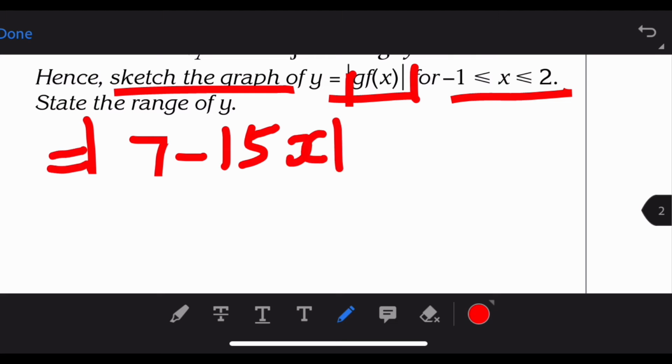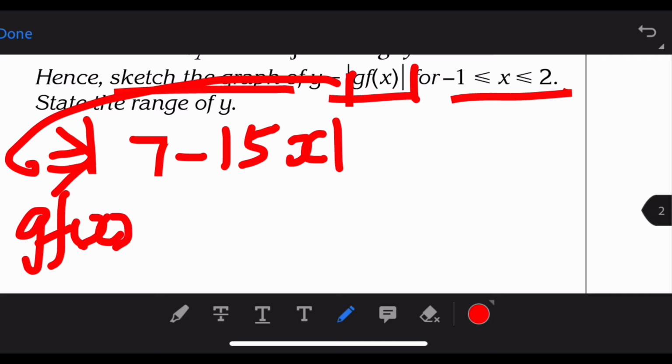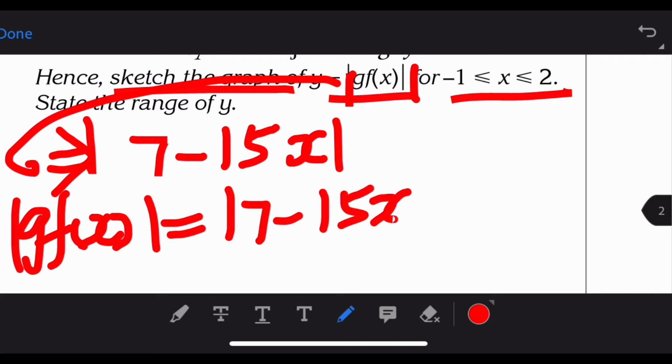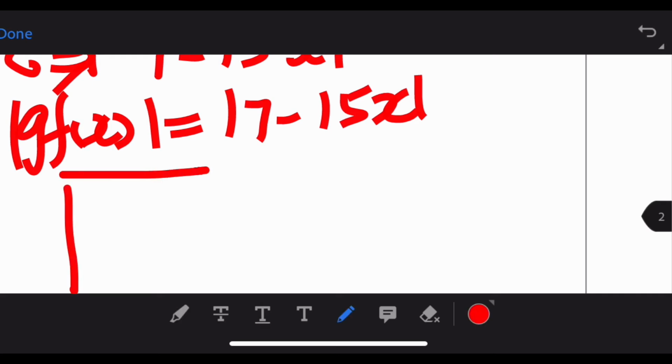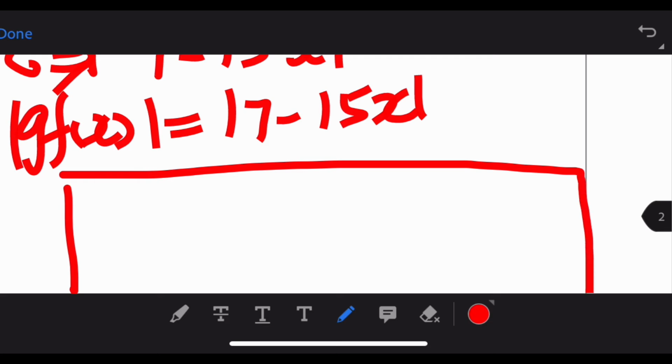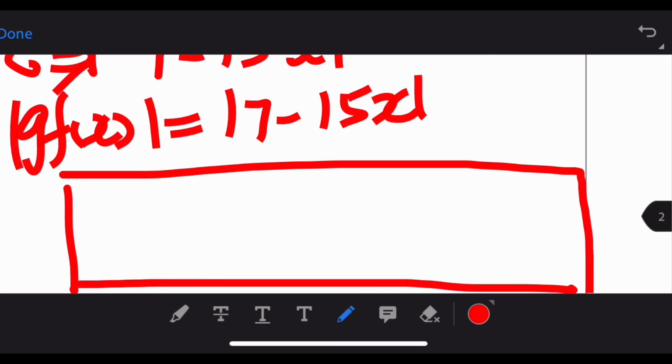This is the question, right? Okay. So in order to sketch a modulus graph, we have to follow the domain. We have to find the values at -1 and 2, and then find the x-intercept and y-intercept. So basically, I advise you to draw a simple table like this.